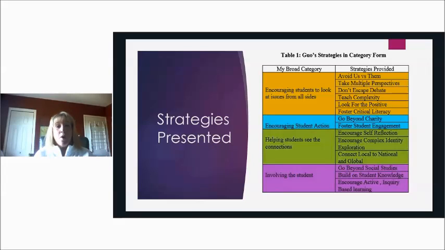These are things that I want very much to be able to do in my classroom, but sometimes it feels overwhelming because there's just so much that needs to be done. So for me, the strategies were really important because it gave me a starting point.